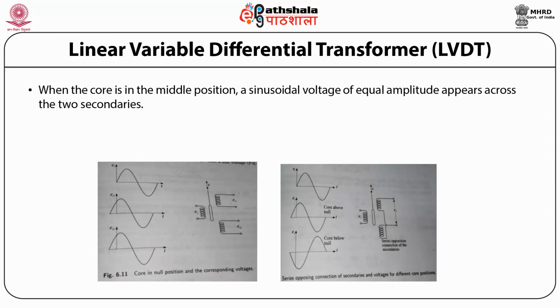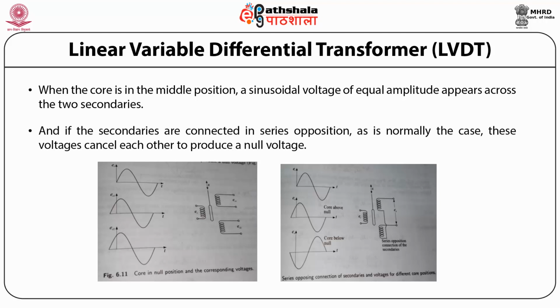When the core is in the middle position, a sinusoidal voltage of equal amplitude appears across the two secondaries. If the secondaries are connected in series opposition, as is normally the case, these voltages cancel each other in order to produce a null voltage, as shown in these figures.